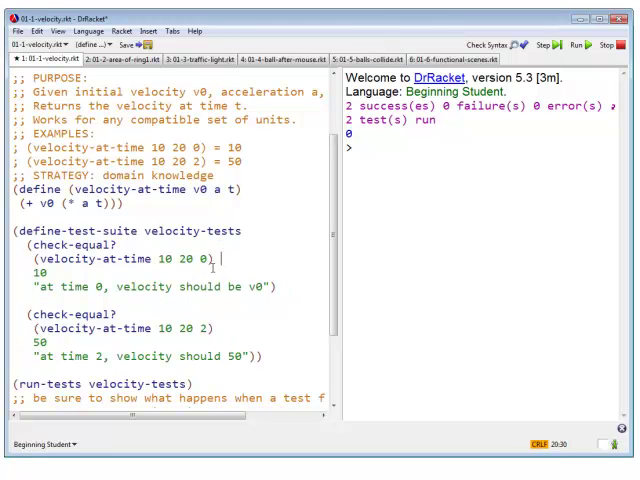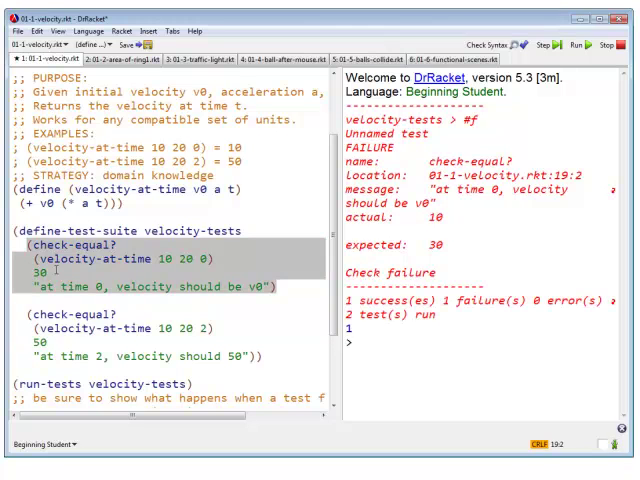Okay, let's see what happens if I change one of my tests. Okay, so we see that we got a report that the test failed, and we actually have a nice highlighting to show which of the tests failed, and we see one success, one failure, two tests run, and there was one failure. Okay, should be 10.